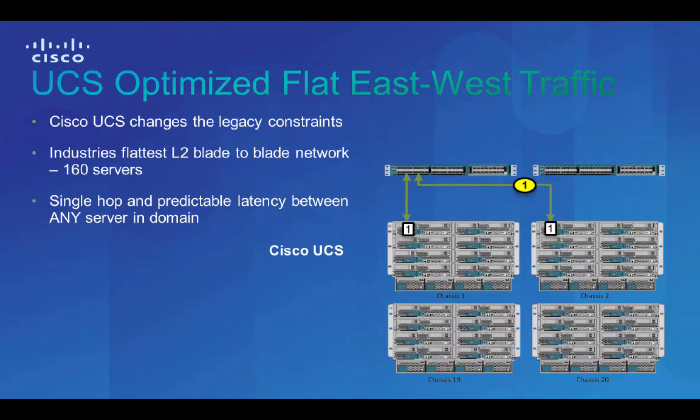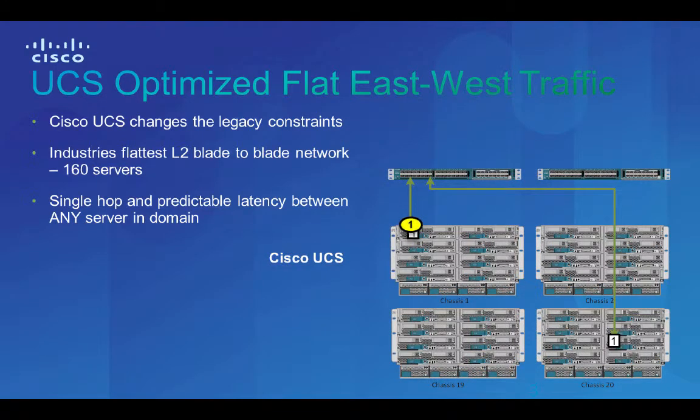Chassis are not populated with any switches, so that blade-to-blade communications only have one hop between them. Even if blade 1 in chassis 1 wants to talk to a blade in chassis 20, it's still one hop. Every single server in the fabric has only one hop to talk to any other blade with the same predictable latency for all 160 servers. This far exceeds the legacy chassis blade communication model populated with switches where only a small number of blades can communicate with only one hop.